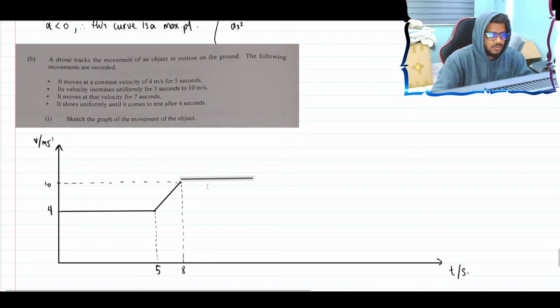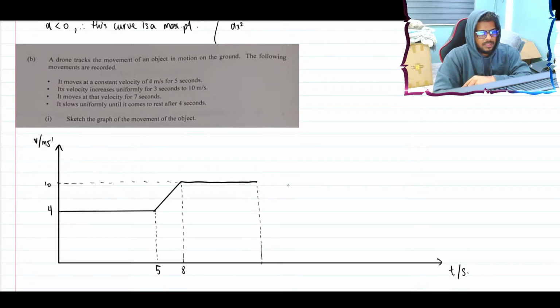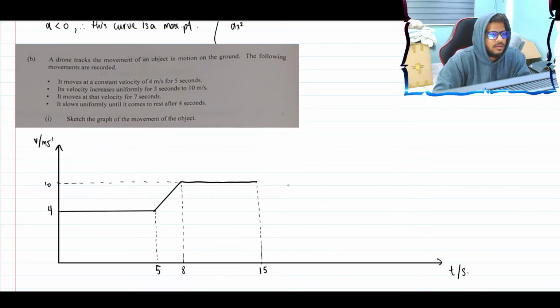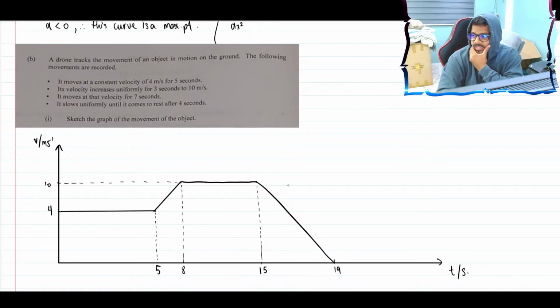Right? And don't crucify me because these things aren't lining up, I will just draw it freehand. It moved at this velocity for how long? For 7 seconds. So 8 and 7 is 15. And it slows uniformly until it comes to rest after 4 seconds. So here is going to be 19. So that's the velocity time graph.